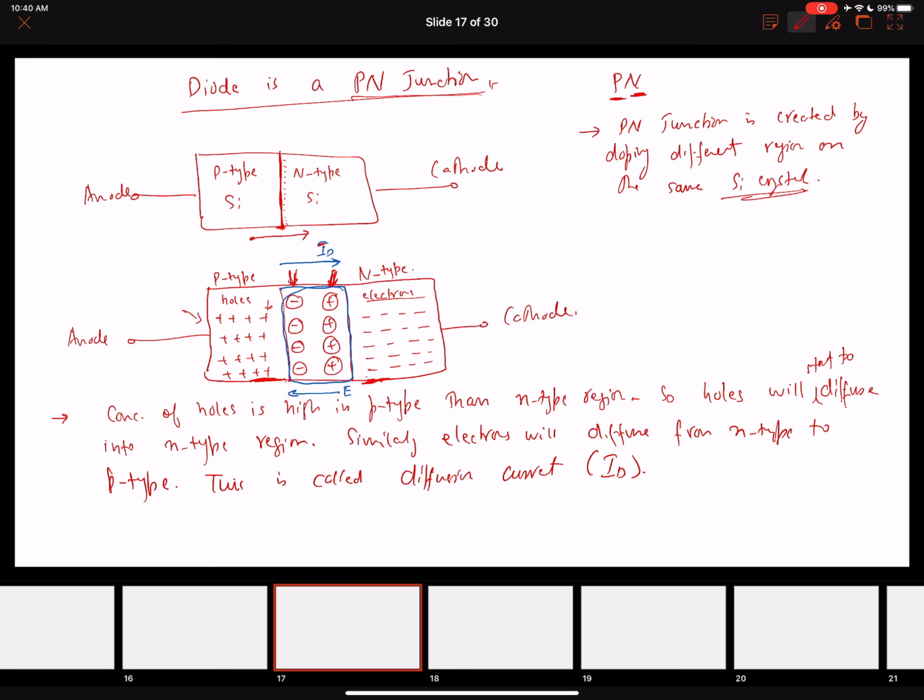And this is where the forward and the reverse biasing of the PN junction will come in. So I'm going to talk about that in a second. There is one more thing before we talk about the forward and the reverse biasing. There's another type of current called a drift current that is also flowing in the PN junction. This current is negligibly smaller.